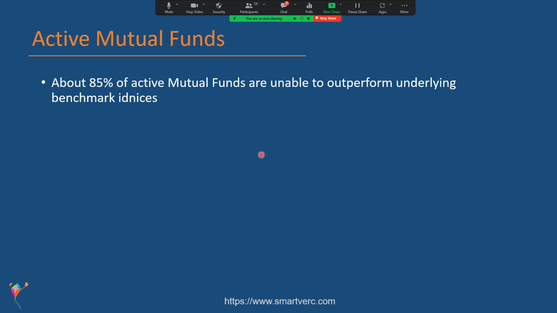Now, many of you may not know that roughly about 85% of the active mutual funds are not able to outperform their underlying benchmark indices. Yes, 85% in US. This is not Indian data. In India, it is about 65 to 70%. Later we are also going to follow the US pattern, because in active mutual funds you have to pay an expense ratio. Also, most of the fund managers are trying to predict the market, which is not possible. I'm not saying that, the data is telling.